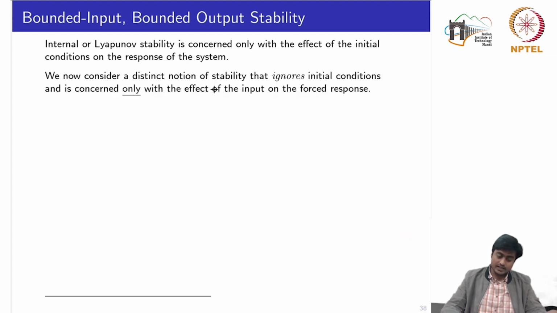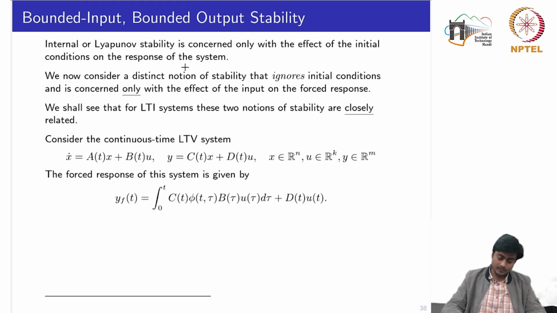So we now consider a distinct notion of stability that ignores the initial conditions and is concerned only with the effect of the input on the forced response. So far, for the internal and the Lyapunov stability, we have considered the homogeneous systems. Here we will consider that the initial conditions are 0 and the output or the state is only affected by the input given to the system. We shall see that for LTI systems, these two notions of stability are closely related, that is the bounded input, bounded output stability, and also the Lyapunov stability.